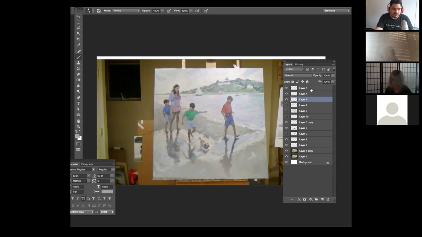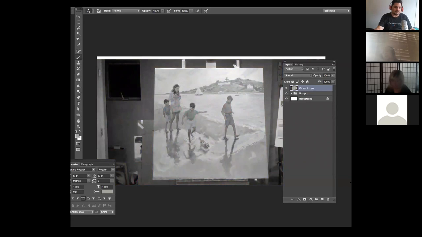Now let me see here. If I copy all of this, and yeah, so there's the value study. That's working. Wow. Nice. That's so great. Victor, did you take a picture of that? Yes, I did. Oh, grand. Thank you.